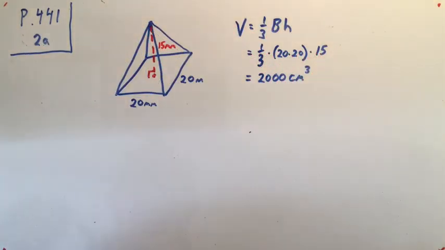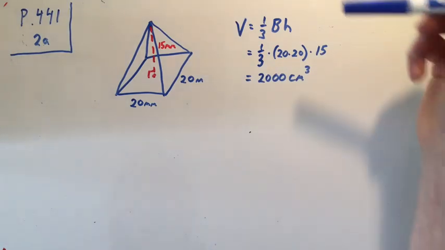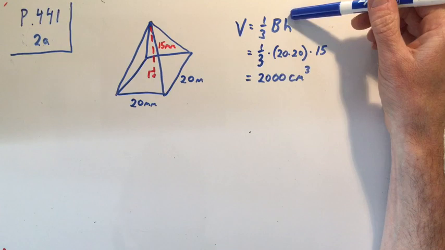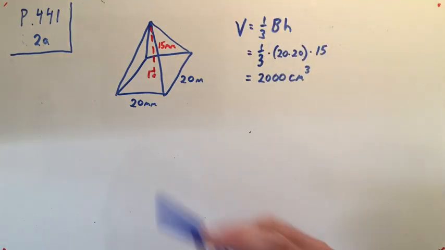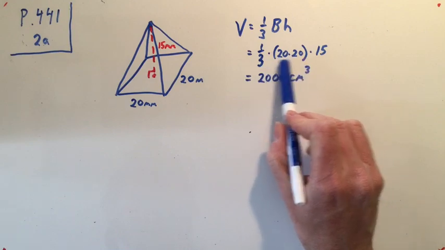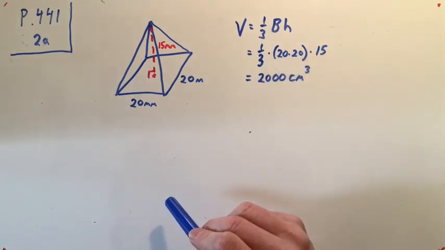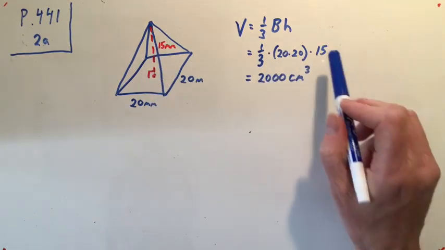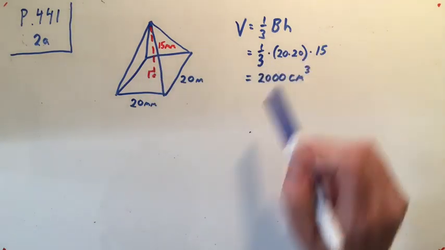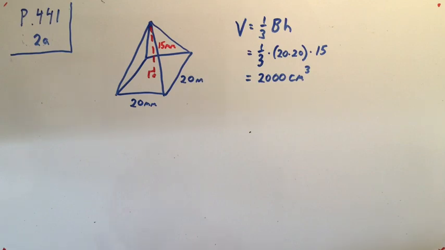Okay, for problem 2a, they're asking for the volume of a square-based pyramid. Volume of any prism is just the area of the base times the height, but when you have a pyramid, it's just going to be 1/3 of that. The base in this problem is a square, so there's the 20 times 20 for the area of that square. The height of that pyramid in this problem is 15, so that's where this comes from. And 1/3 times 20 times 20 times 15 is 2,000 cubic centimeters because we're talking about volume.